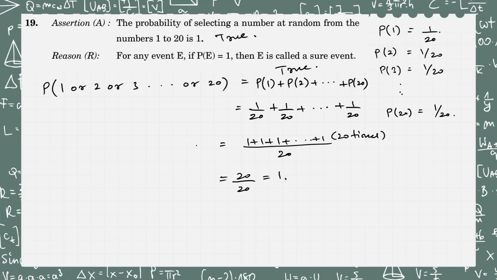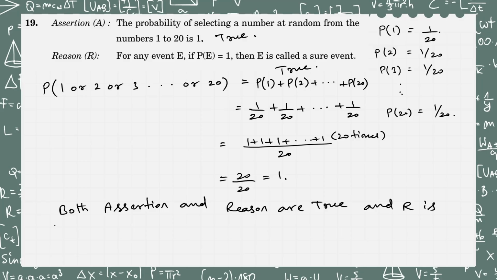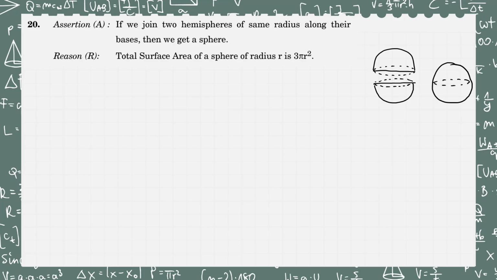So, when this situation occurs, we have to choose option A, right? So, here we have to write both assertion and reason are true and R is the correct explanation for A. Therefore, we have to select option A as the correct answer, right? So, that's the answer. Now, let us move on to the next question.